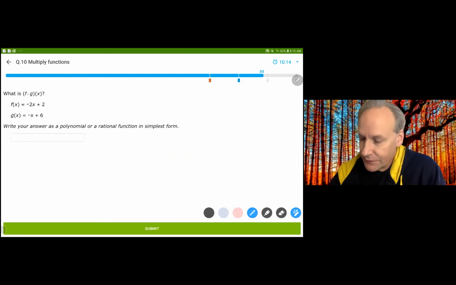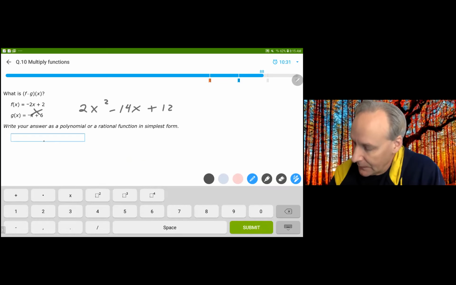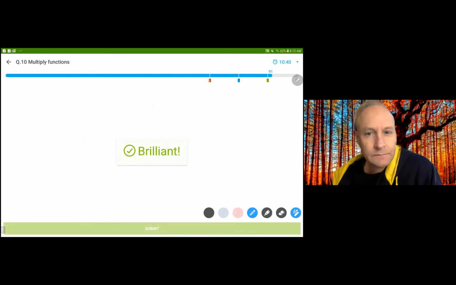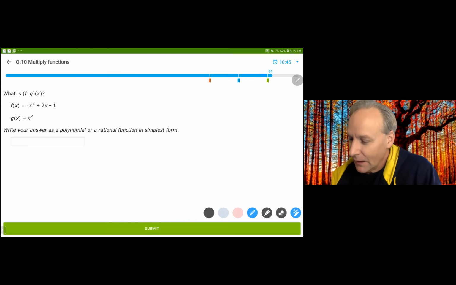For those of you who want to, you can write it all out. I'm going to multiply my first, which is 2x squared, minus 2x minus 8x, minus 12x, which is minus 14x, plus 12. Looks like we're getting there. Oh, nice. We get a trinomial this time.